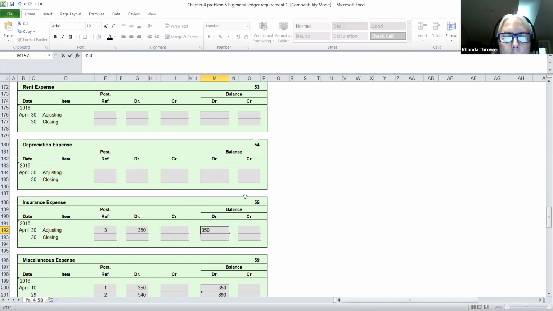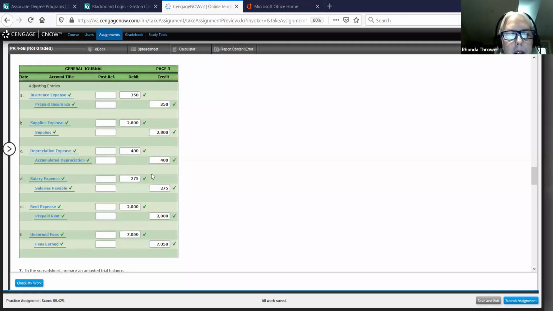And then I'm going to go back. I'm going to pick up my 55. And I'm going to go back to my journal and enter my account number so that we can show that we have posted to the insurance expense account. So I'm going to stop sharing this with you. I'm going to do a new share. You should be able to see this.